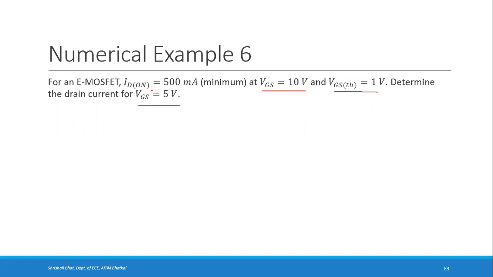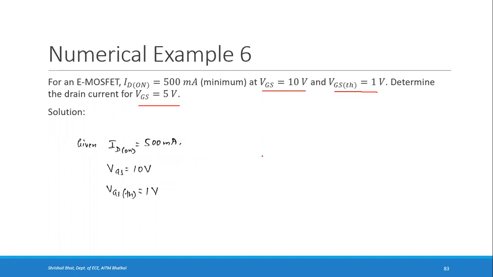ID(on) is given, and VGS is given for that particular ID(on). That means you can take it as VGS(on), and VGS threshold is given. So if VGS is 5, what is the value of drain current? Drain current is ID. You know in an E-MOSFET the equation is different. So these are the given things: ID(on), VGS(on), and VGS threshold.